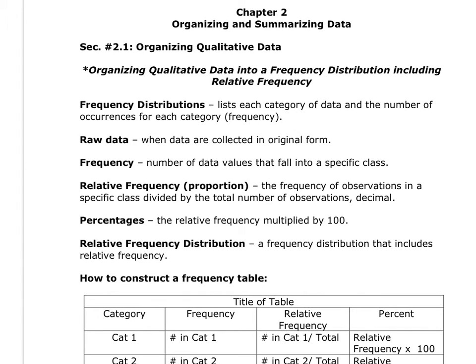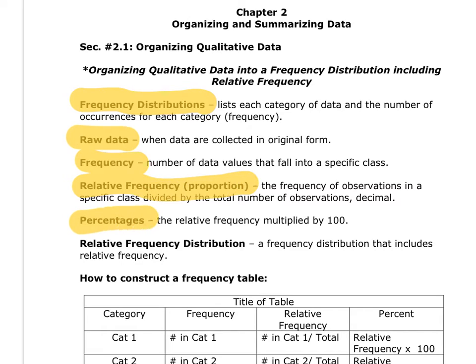Okay, we are going to start with 2.1, organizing and summarizing qualitative data. So recall qualitative data is data that can be broken into categories. So I want you to take a minute and read these vocabulary words. Pause the video and read them for a minute. Okay, so welcome back.